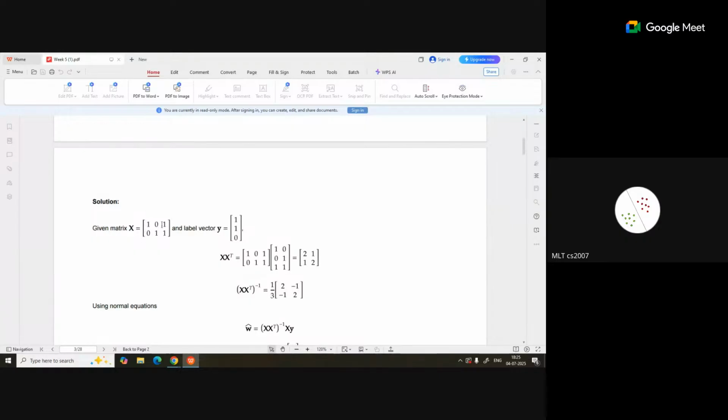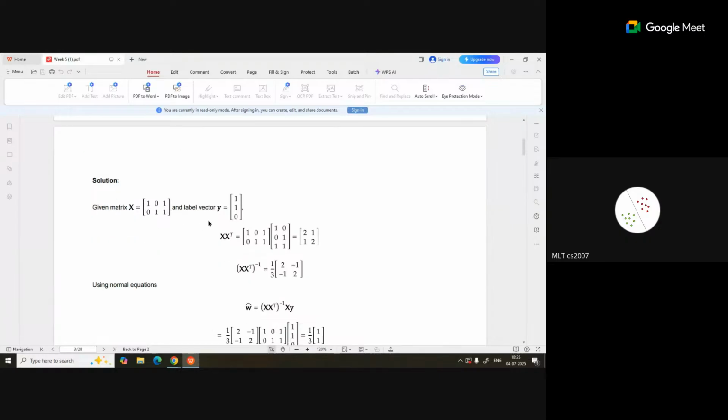So X is this matrix 1 0 0 1 1 1, and the label vector is 1 1 0. First of all, you will have to calculate X transpose, and that will be a 2 cross 2 matrix, because your X is a 2 by 3 matrix, X transpose is a 3 by 2 matrix, and if you multiply that, you will get a 2 by 2 matrix. So it is 2 1 1 2.